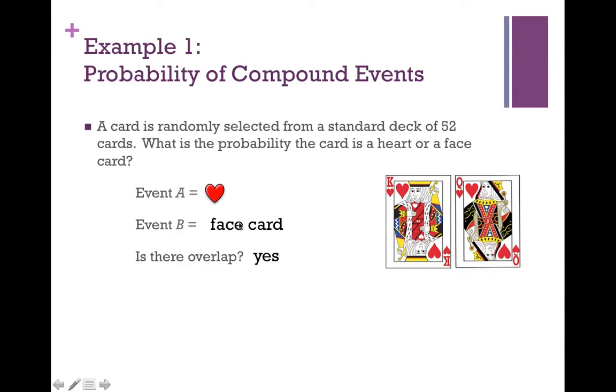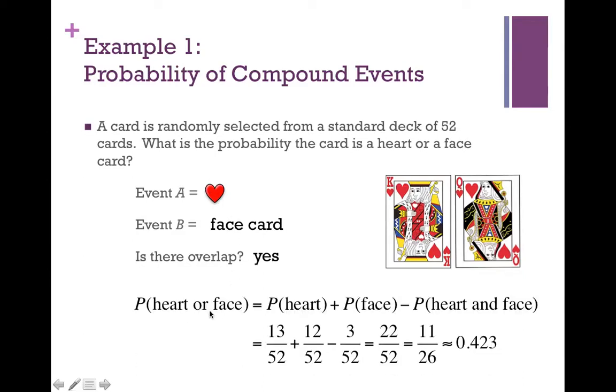So because we do have overlap, we will need to use the basic compound event formula, where we take the probability of hearts plus the probability of face and then subtract the probability of the cards that are both a heart and a face. So, what's the probability of drawing a heart? Well, there are 13 hearts out of the 52 cards, so that's 13 over 52. Probability of drawing a face card is 12 over 52.